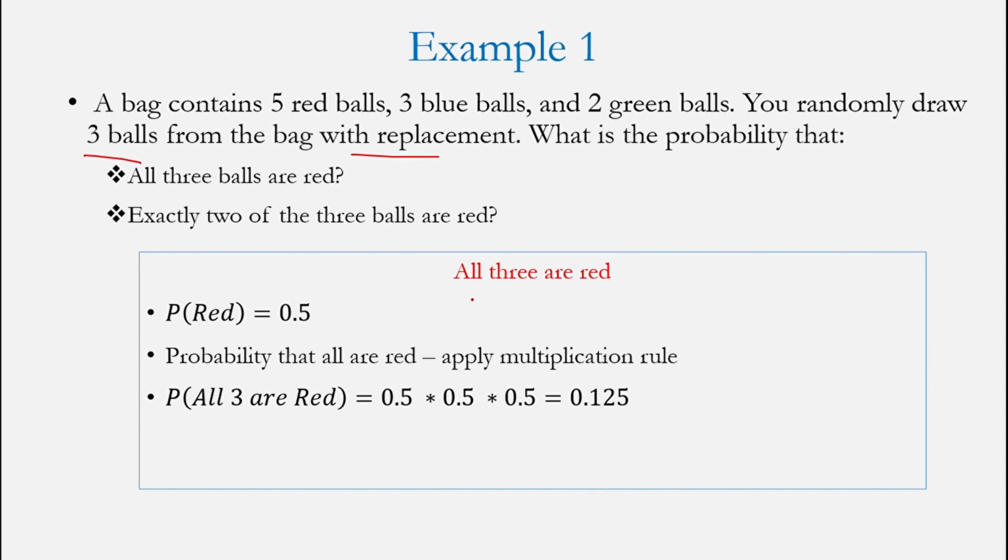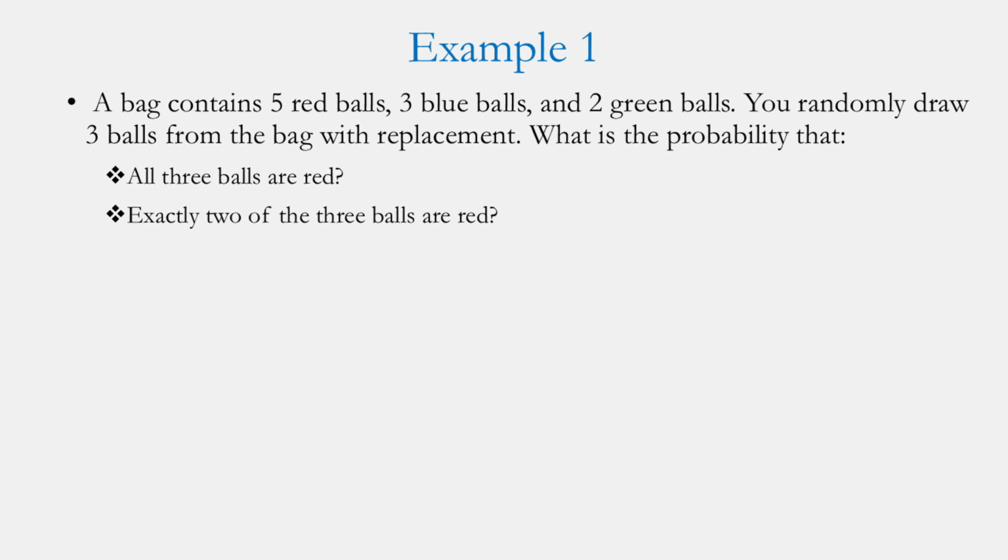So the probability that all 3 are red: we see from here we have 5 red balls, and the total number of balls is 10, so n equals 10. This means our probability of red is 5 over 10, which gives us 0.5. We want red in the first, red in the second, and red in the third, so we apply the multiplication rule: 0.5 times 0.5 times 0.5, and the answer is 0.125.